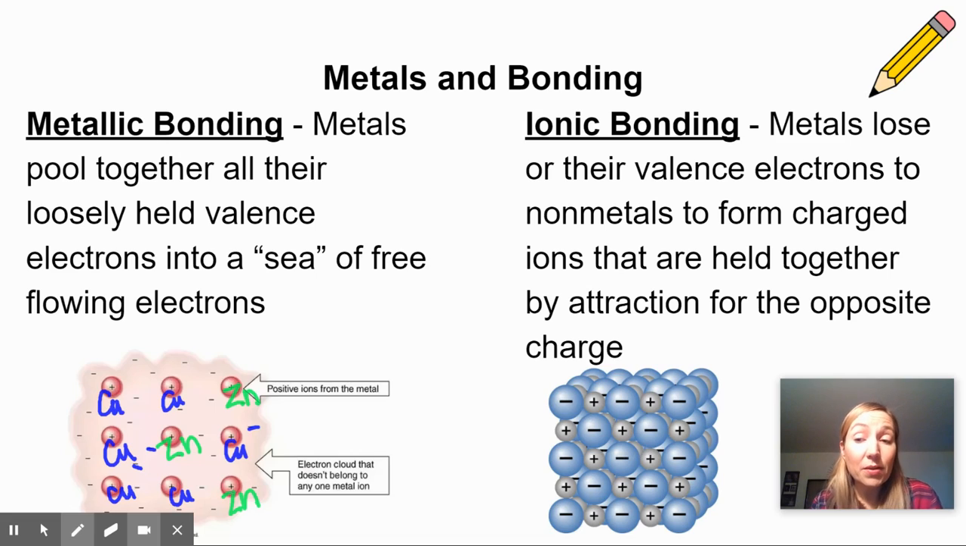So, metallic bonding was metal to metal, metal all by itself or metals with other metals. Ionic bonding is metals with nonmetals. In ionic bonding, metals lose their outer valence electrons to nonmetals to form positively charged ions, and the nonmetals form the negatively charged ions, and they're held together by opposites attract, by just positive to negative.